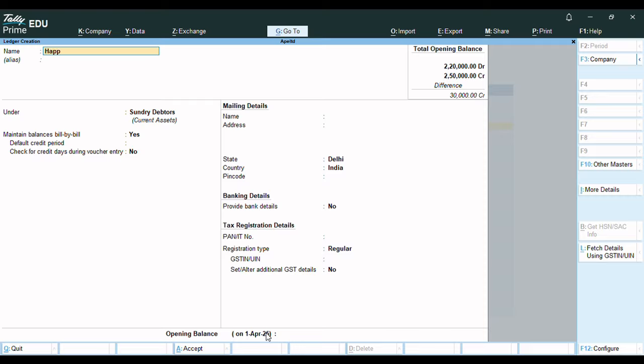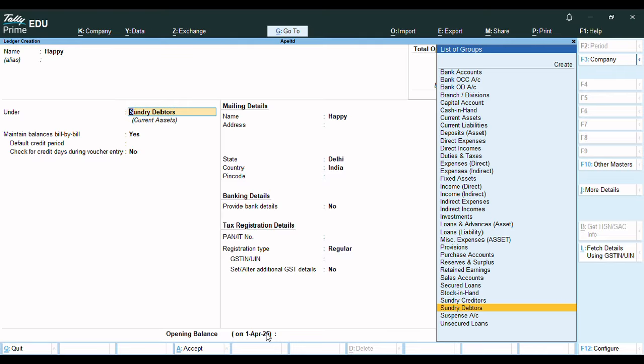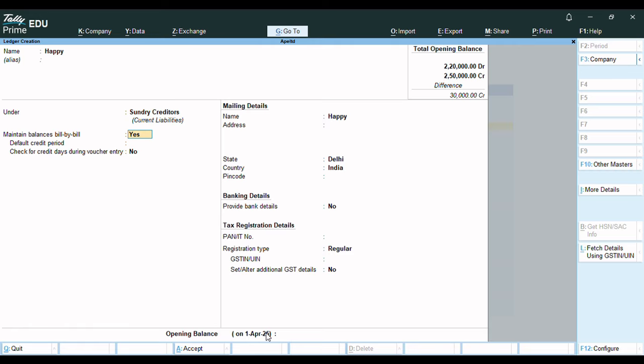That is Happy. Happy under sundry creditors. Then Happy is from Delhi, then regular. Need to fill a 15-digit dummy number, and this is 20,000. Opening balance is 20,000. Done. Next creditor is Money. Money is also sundry creditors, and this is regular, with a 15-digit GST number, and Money's opening is 30,000.